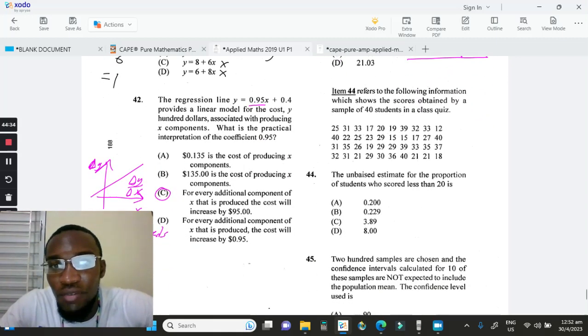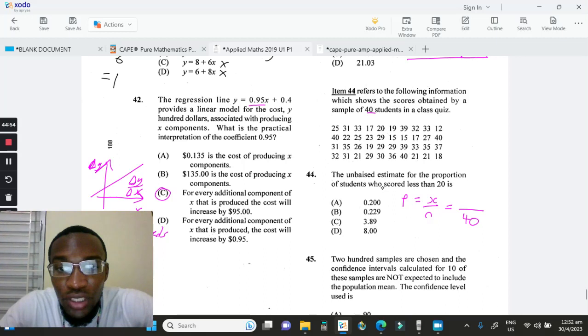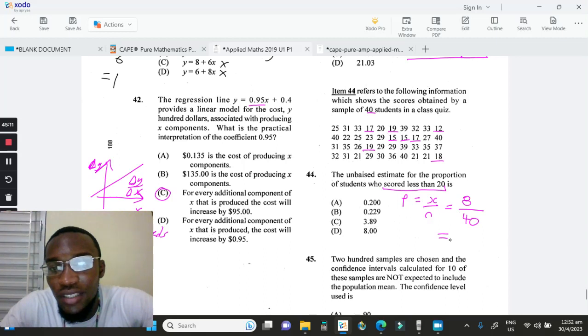Now it says item 44 refers to the following information. The unbiased estimate of the proportion. So p, remember, is x over n, and n is 40. But we don't need to add up everything. We need the proportion, which is the number of scores less than 20. That will be our x. So count them: 1, 2, 3, 4, 5, 6, 7, 8. I get 8 out of 40, which is 1 over 5, which is 0.2.